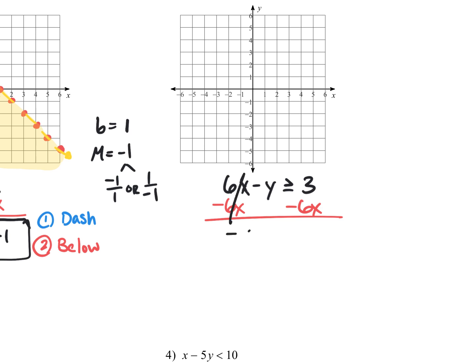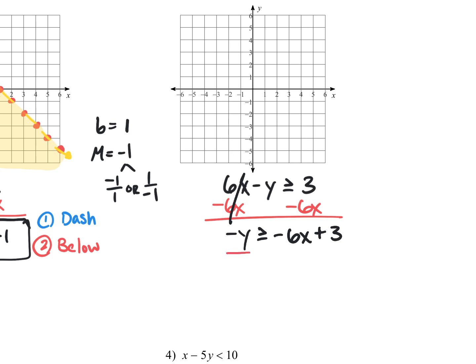So you get negative y is greater than or equal to, I'll put the negative 6x in front, 3 was positive, so that makes it a plus 3. Here is the issue. y is not by itself. What is with it? A negative. We need to get rid of that negative. How do you undo that?